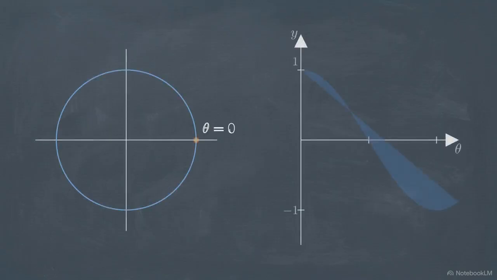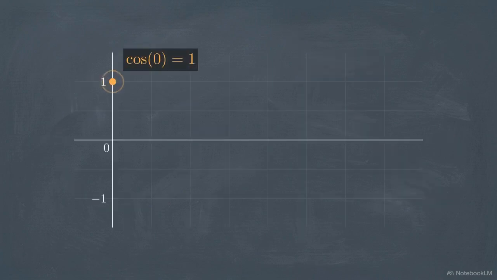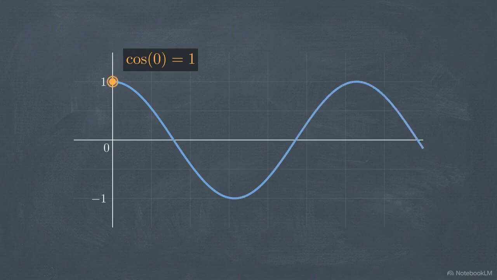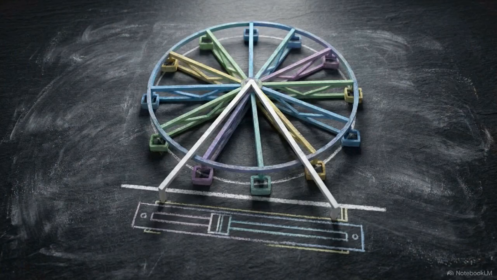If we calculate the output at the very beginning of the rotation, when theta is 0, the horizontal distance from the center is exactly the full radius of 1. Because the cosine of 0 is 1, the cosine wave starts at its absolute maximum height. A sine wave, conversely, begins at 0. The geometry of the cosine function converts uniform angular rotation into a linear measurement of horizontal position.